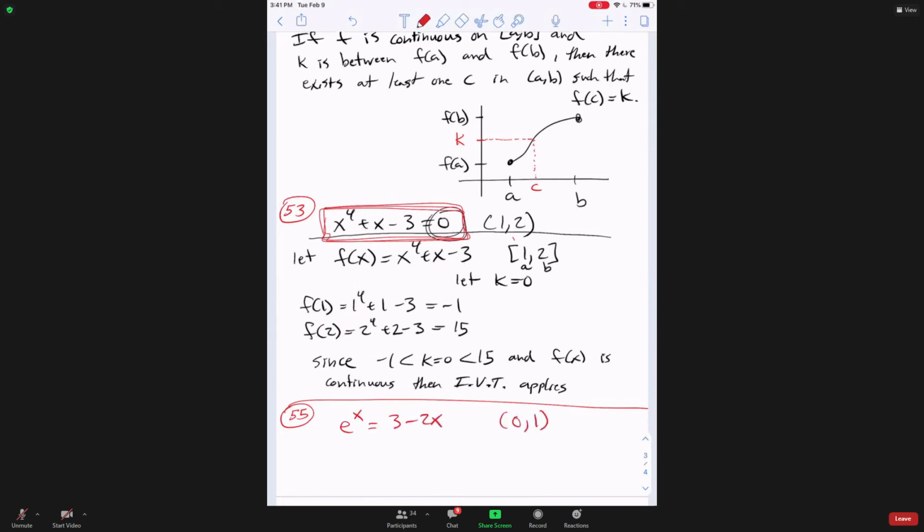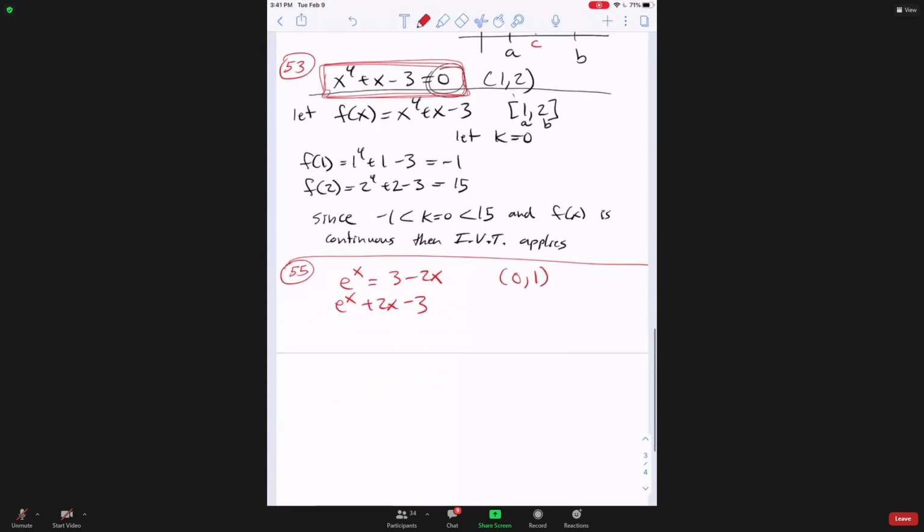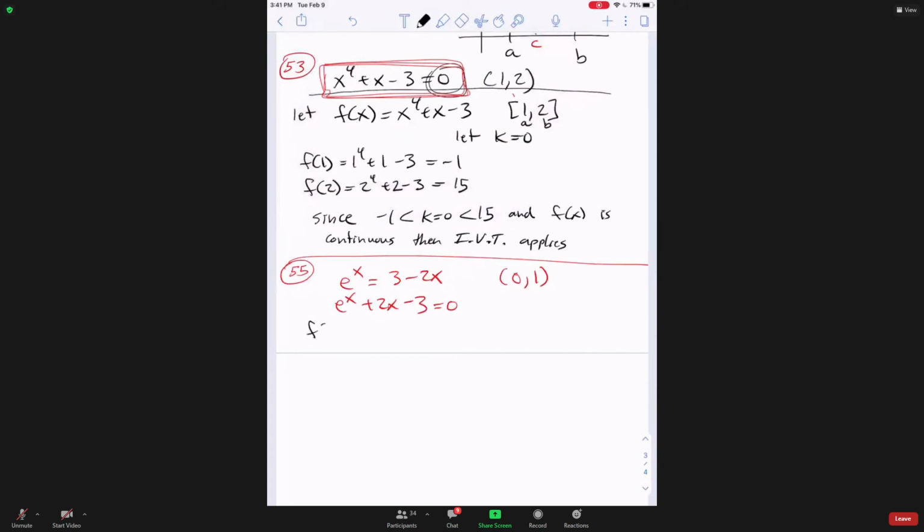So you're saying, wait a minute, what do I do? This is not equal to a number. Well, move everything to one side. I'm going to move everything to the left and say e to the x plus 2x minus 3. I accidentally pressed the home button. I am going to set it equal to 0. So in this case, I will let f of x equal e to the x plus 2x minus 3. I could have left the 3 on the other side and had k equal 3, but I just prefer to have everything on the left and have k be 0. It works the same way.